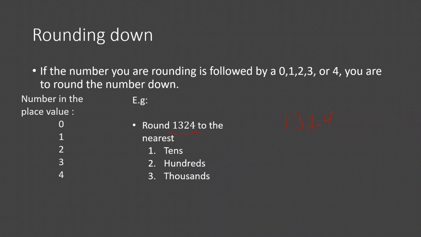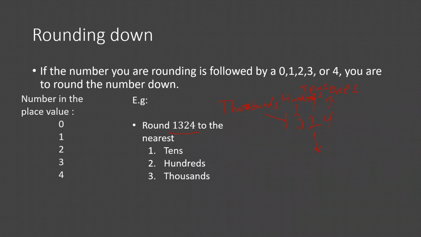Remember, 4 in this case holds the place value of ones, 2 holds the place value of tens, 3 holds the place value of hundreds, and 1 holds the place value of thousands. So with that being said, we're to round 1,324 to the nearest tens. We go to the place value that holds tens, which is 2.